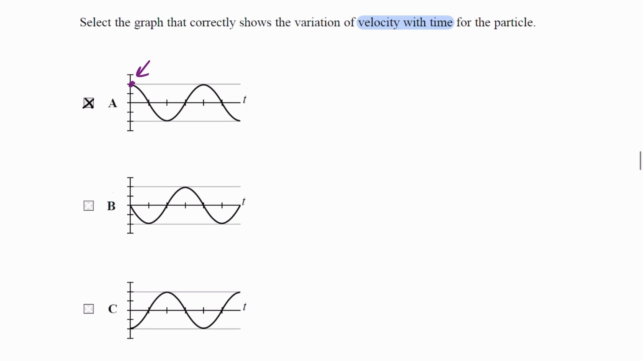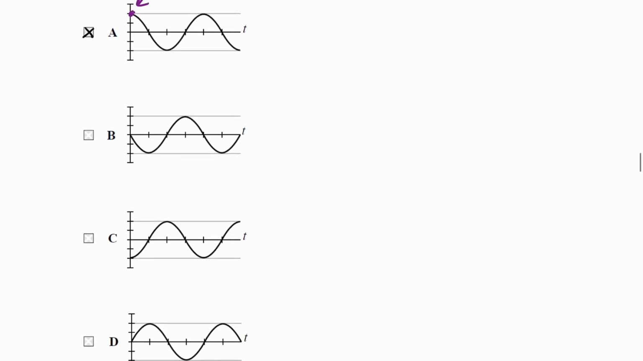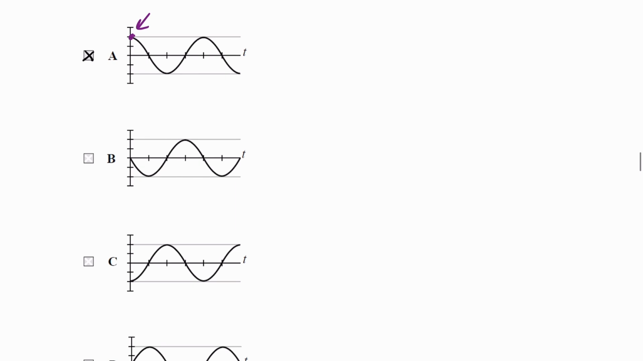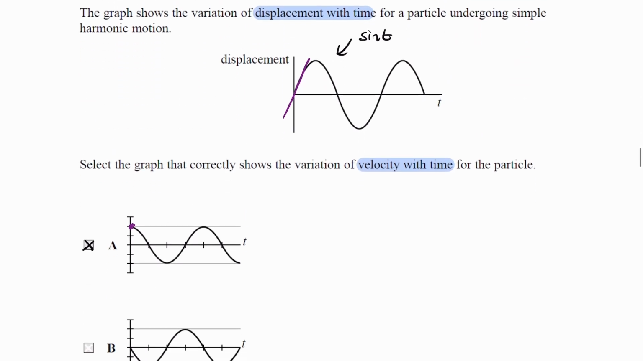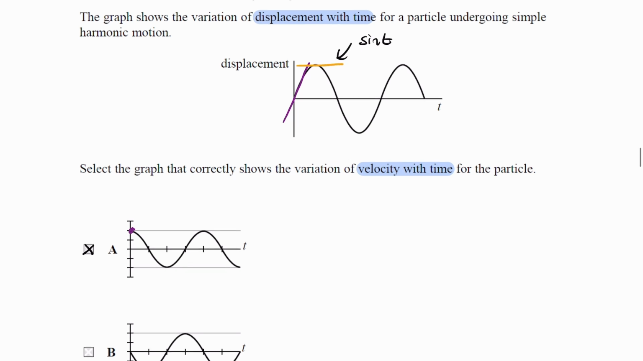None of the other graphs have a max positive y value to begin with, so that tells us already our option is A, but I will go through a few more points. So looking then at the next point, the peak over here, the gradient is 0, and therefore the y-coordinate for the velocity time graph will also be 0.